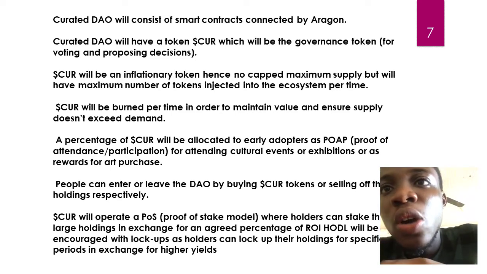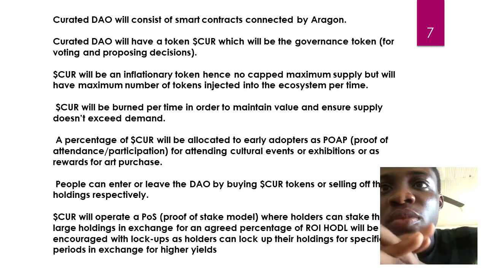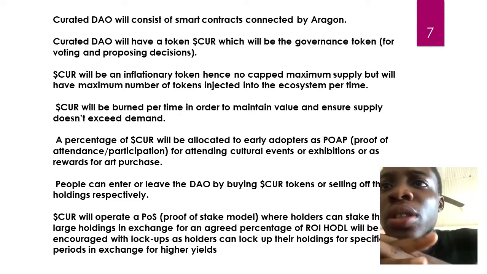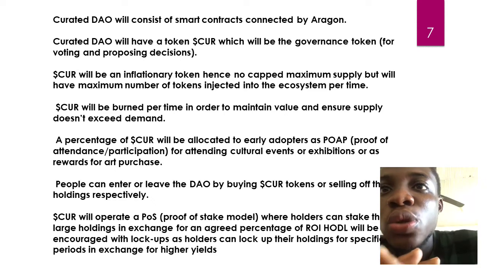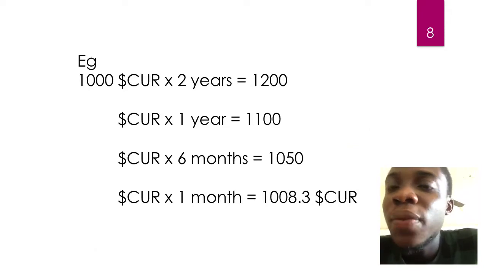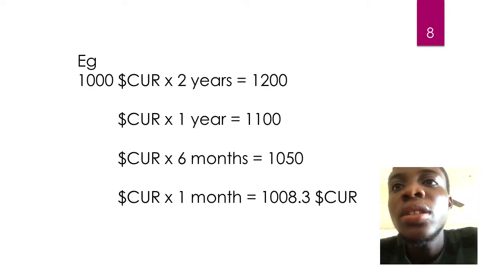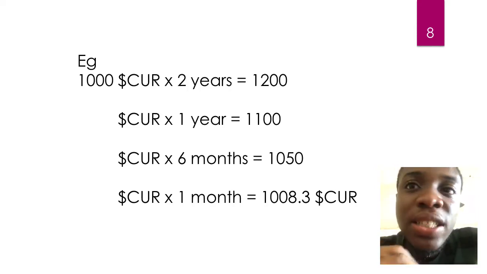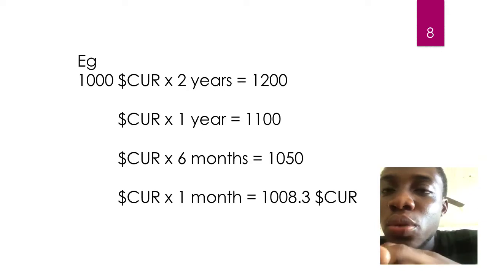The token will be created through a smart contract collected by Aragon. It will have a token, SQ, which will be a governance token. Governance token here simply means that it will be used for voting and proposing decisions. It will have no maximum supply, so it will be an inflationary token, but it will have a maximum number of tokens that will be injected into the system per time. It will be bonded so the value can be maintained. Here I've outlined a model that will help holders stake their large holdings so they can yield profit.